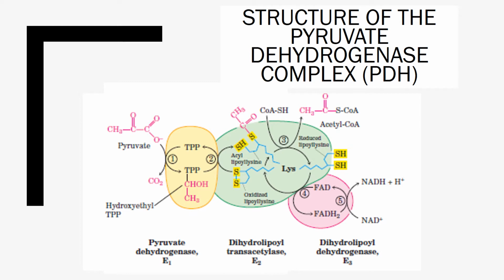E1 of both complexes are structurally similar, except for changes due to the binding specificity of the substrate: alpha-ketoglutarate for the alpha-ketoglutarate dehydrogenase complex, and pyruvate for the PDH. E2 and E3 in both complexes are very similar to each other, with little to no differences among the two.